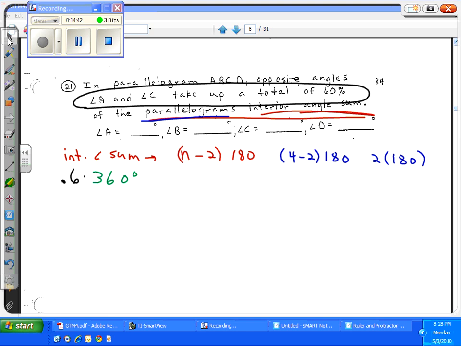60% as a decimal is 0.6. 60% of 360 would be 0.6 times 360. 0.6 times 360 would be 216. If we divide that by 2, we get 108 degrees apiece for angle A and angle C. And we'll leave you to find angle B and D. Okay?